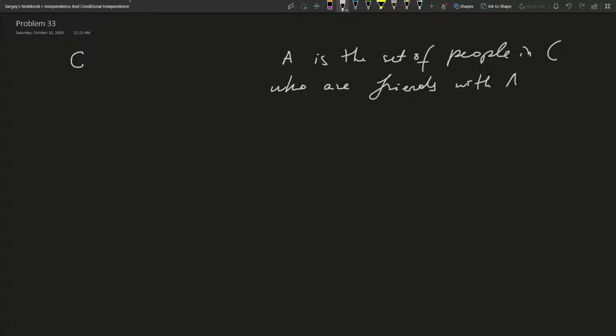So A is the set of people in C who are friends with Alice. Similarly, we're going to let B be the set of people in C who are friends with Bob.